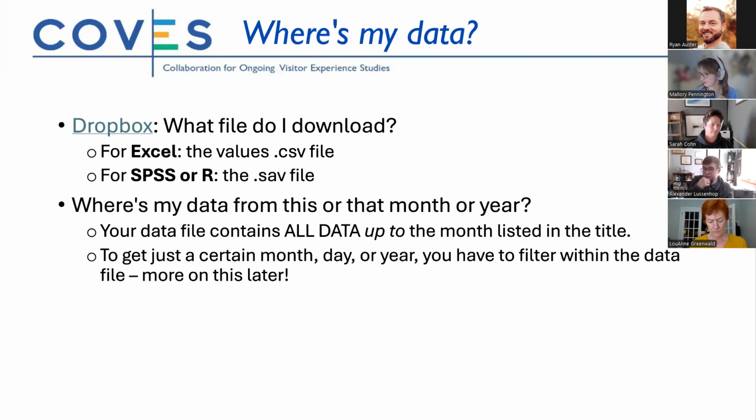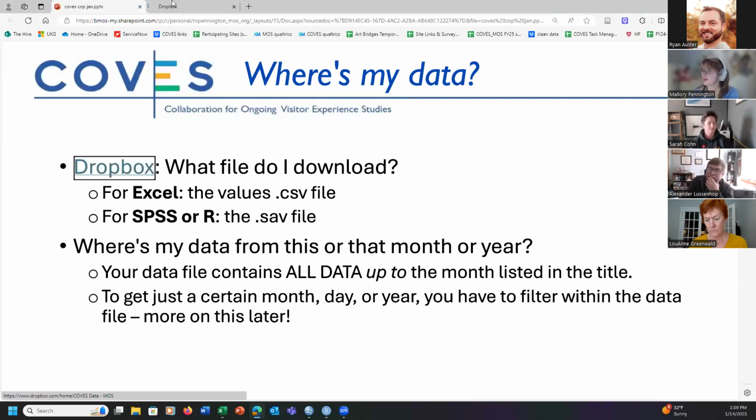But first, again, where to find the raw data. The right place to look is the institutional Dropbox, which you were hopefully sent when you first got access to your raw data early on in your participation in COVES. I cannot unfortunately link you to your individual Dropbox at this moment because it is institutionally locked, so that you only have access to your data and nobody else has access to your data. But it should look something like this.